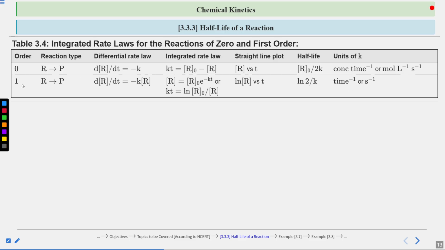So this table is showing the integrated rate laws along with other information for the reactions of zero and first order. You can learn it and write it somewhere. It will be of very much use.